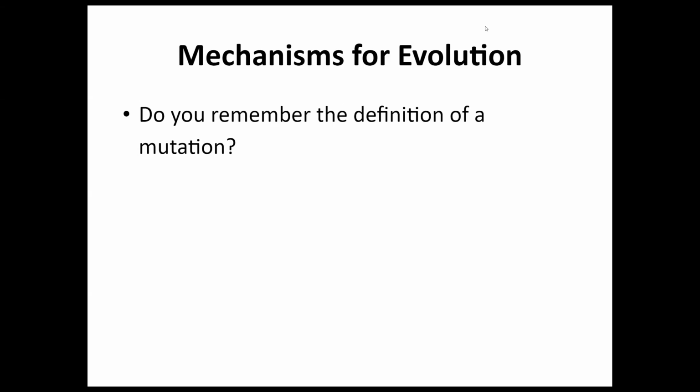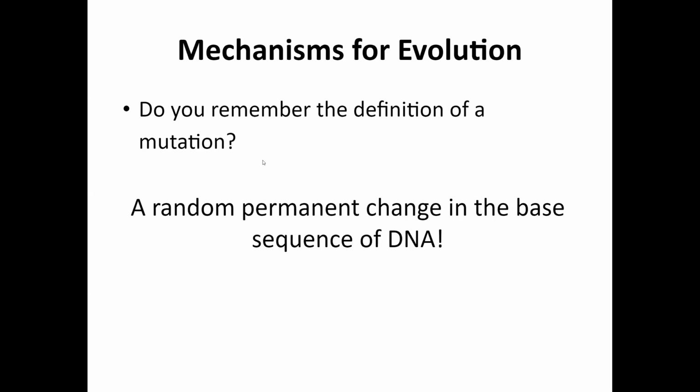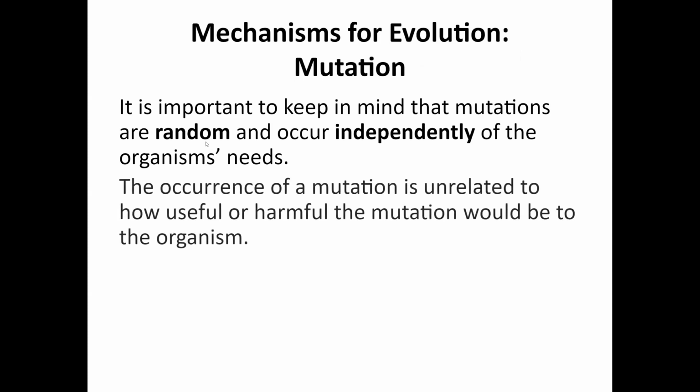In this video, we will look at mechanisms for evolution. Do you remember the definition of a mutation? Now, hopefully you do. Mutation is a random permanent change in the base sequence of DNA. Now, remember, it's a random change. So they occur independently of the organism's needs. The occurrence of a mutation is unrelated to how useful or harmful the mutation would be.